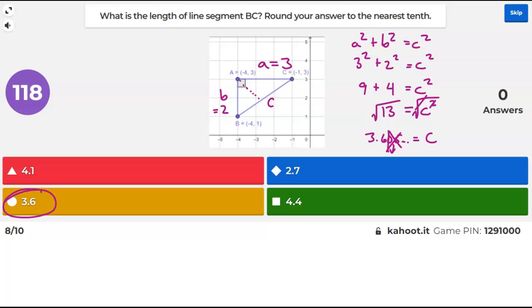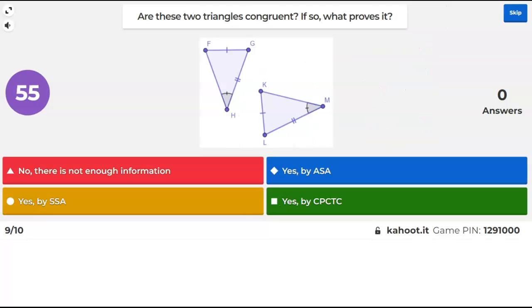Okay, problem number 9. Are these two triangles congruent? If so, what proves it? So let's look at what we have with these two triangles. We have a side that's congruent, we have another side that's congruent, and we have an angle that's congruent. This angle is not between those two sides, so this looks like a side-side-not-included-angle.